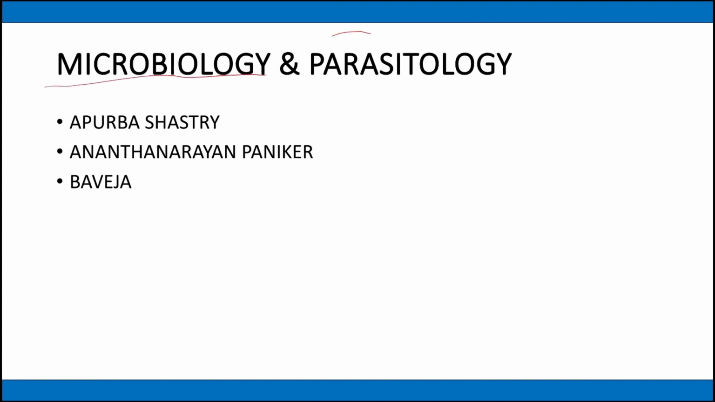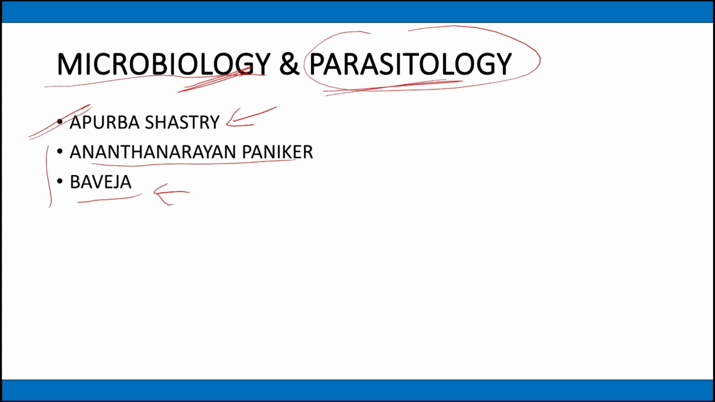Regarding microbiology and parasitology, Apurva Shastri is a very good book. Other traditional books used are Ananthanarayan and Baveja. Baveja is like a point-wise book, and I feel Apurva is a very good book. There will be two books you must remember, one for microbiology and next for parasitology. Don't forget to ask about the parasitology book when you are buying in the bookstore.